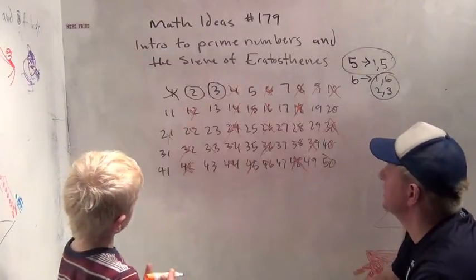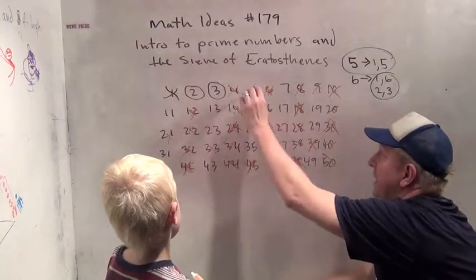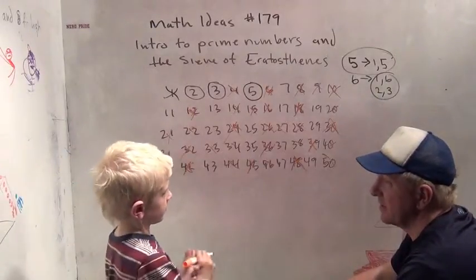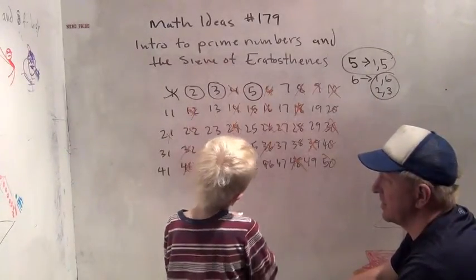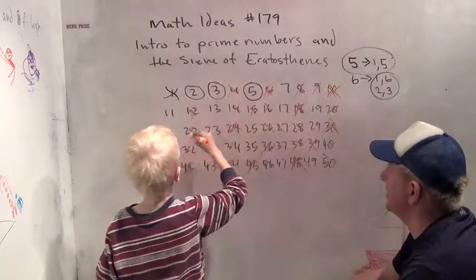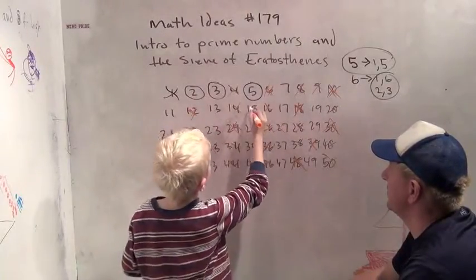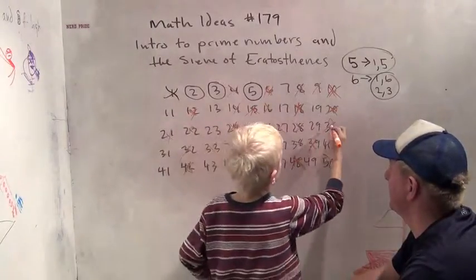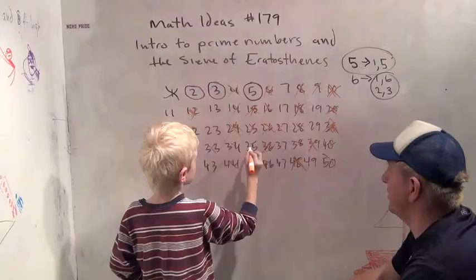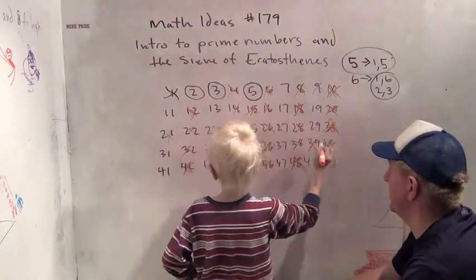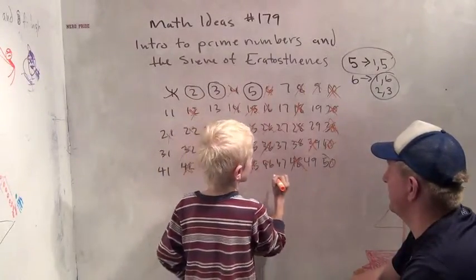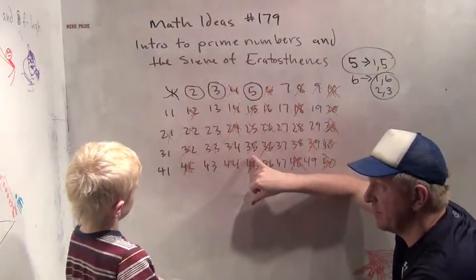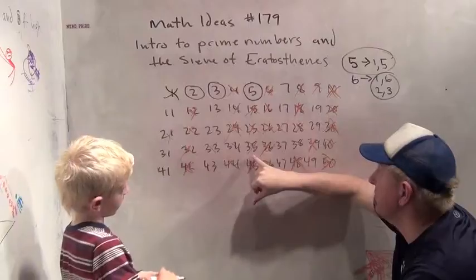Okay, so the next number we see is 5. So now we're going to cross out all the multiples of 5. Do you know how to count by 5s? 5, 10, 15, 20, 25, 30, 35, 40, 45, and 50. So for example, we now know 35 is not prime because what goes into it? 5 goes into it.